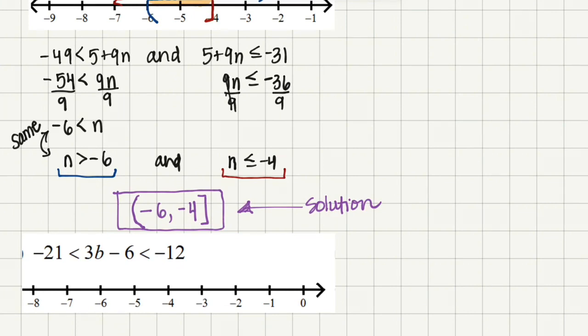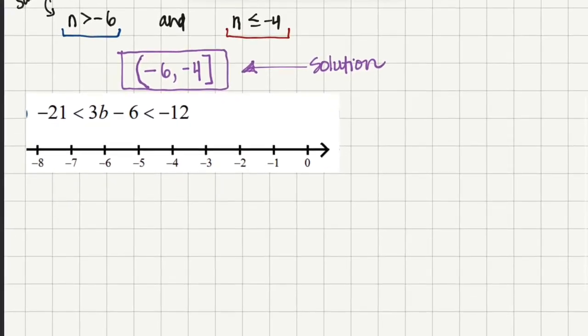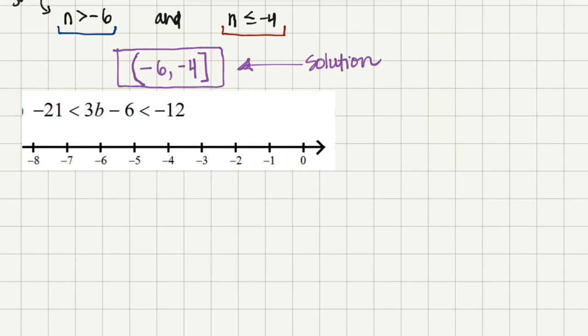So here's one for you to try if you like. And then I'm going to do a third one that is going to be done just a little bit differently so that you'll have a choice. So here we have negative 21 is less than 3b minus 6 is less than negative 12. And actually, I think on this one, it wouldn't be a bad idea to show you that there is another way to do this. So I have negative 21 is less than 3b minus 6 is less than negative 12.